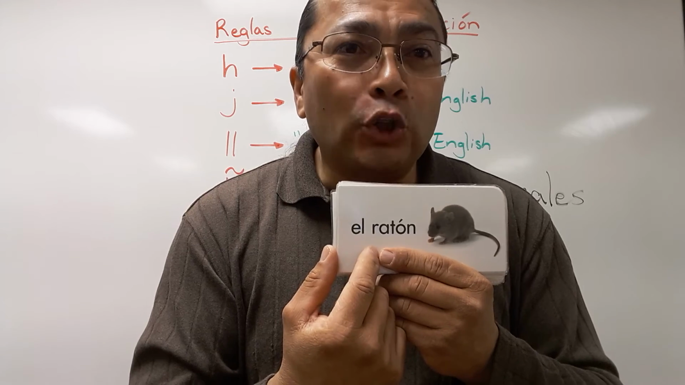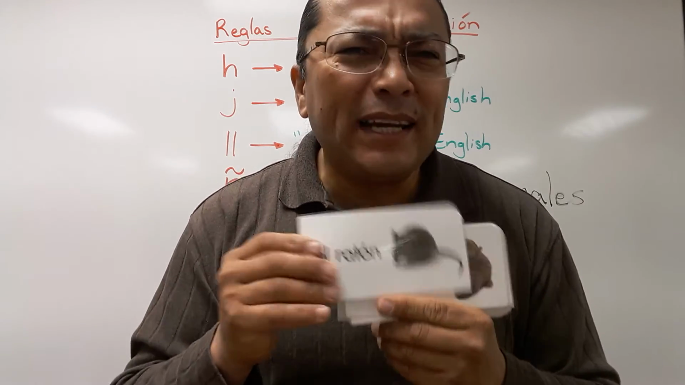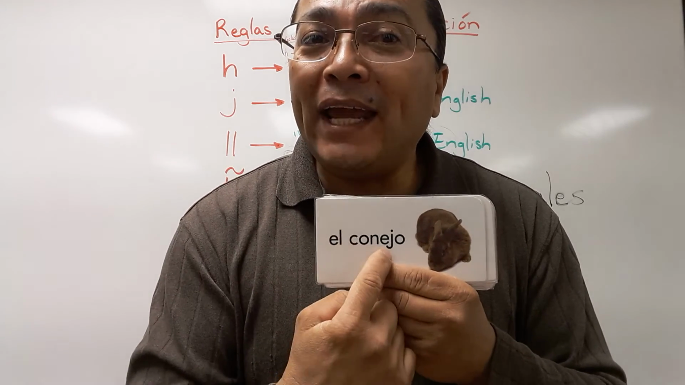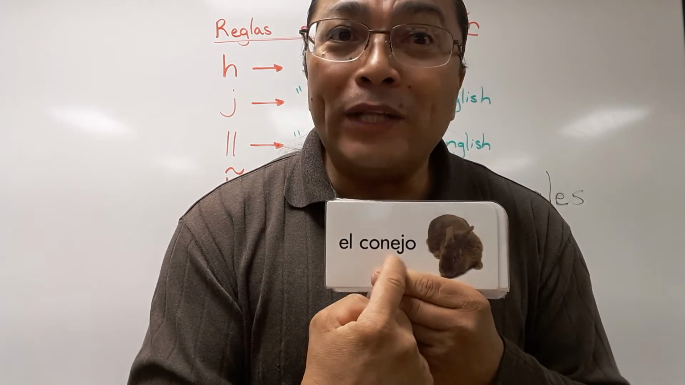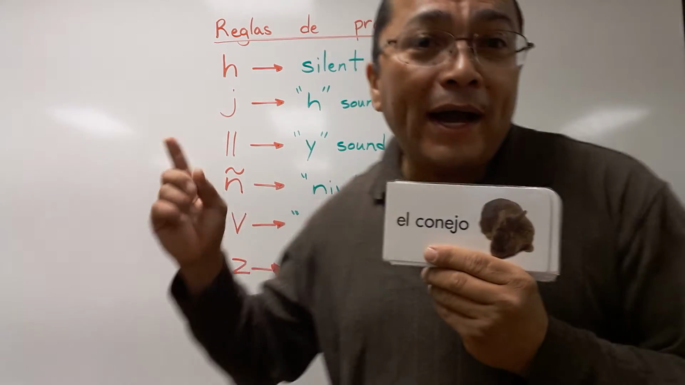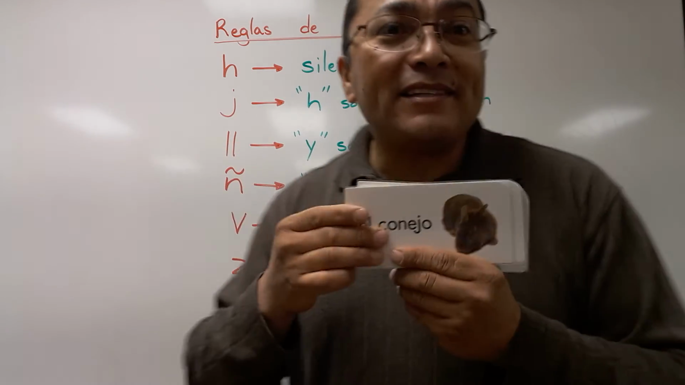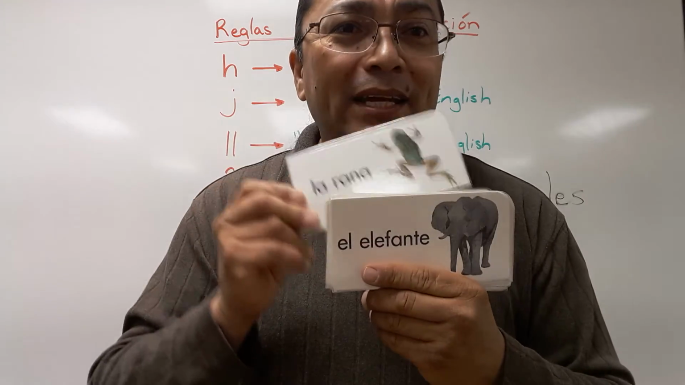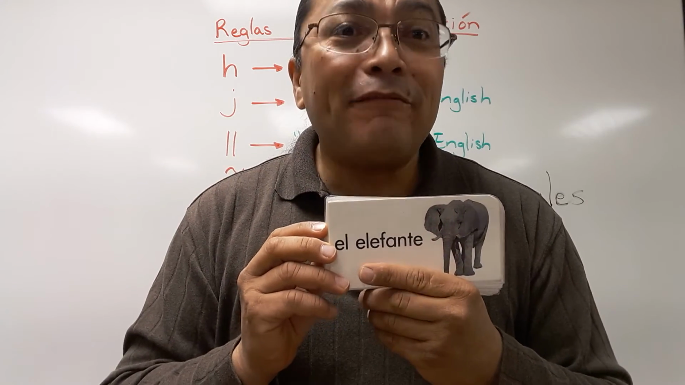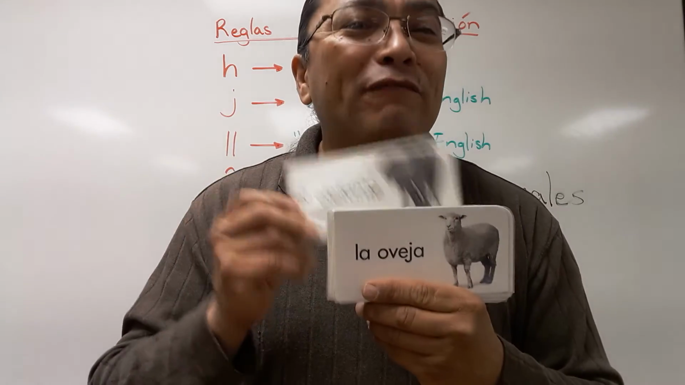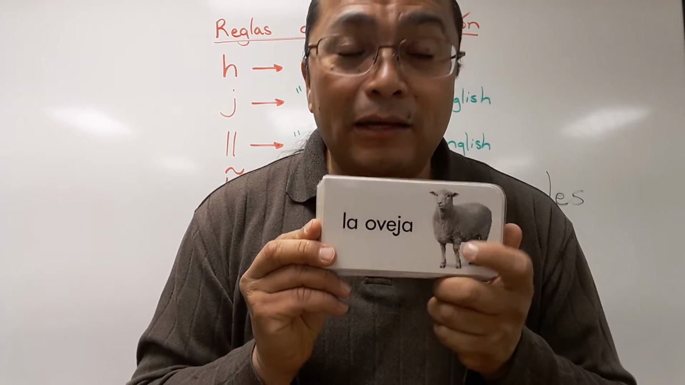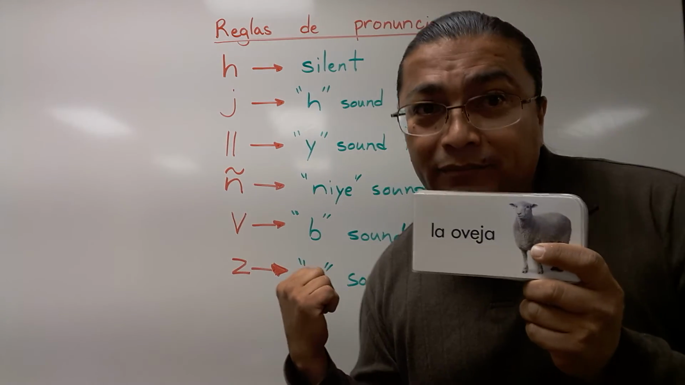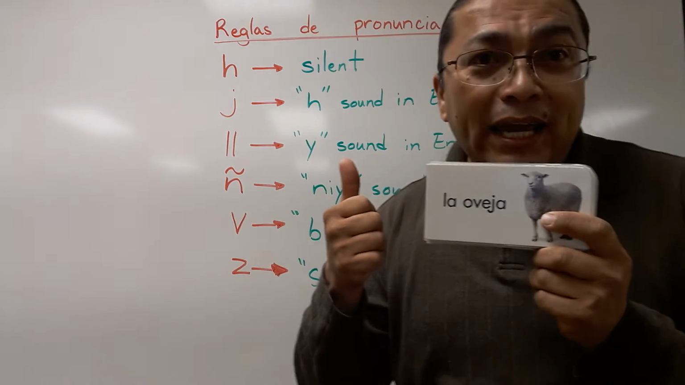El ratón. Nobody likes el ratón. They're cute. El conejo. Not yo, conejo. Why? J gives you the H sound. Conejo. La rana. La rana. Muy bien. El elefante. Muy bien. Muy fácil. Now this one has two tricks. There's the V that gives you a B sound, and there's the J that gives you an H sound.